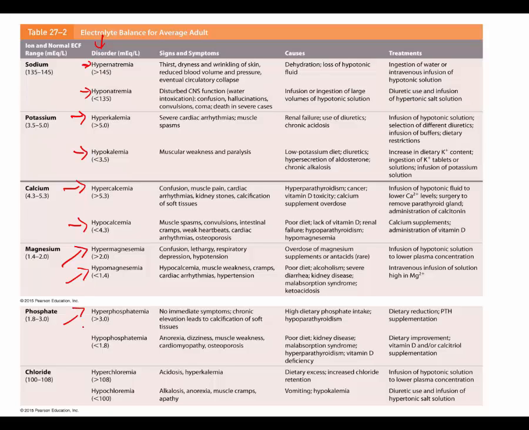High phosphates called hyperphosphatemia. Low phosphates called hypophosphatemia. High chlorides, hyperchloremia. Low chlorides, hypochloremia. All right, and usually chloride follows sodium. So usually when you're hyperchloremic, you're also hypernatremic. But not always though. Not always. So I want you to know these words.